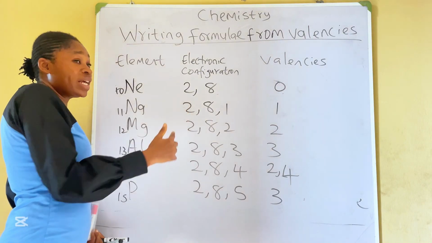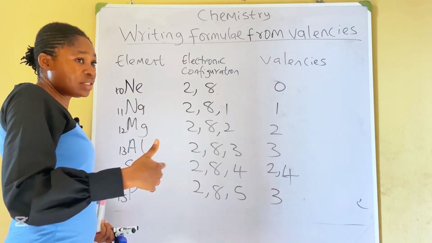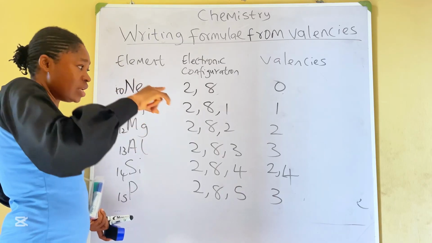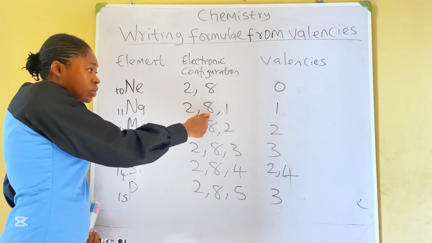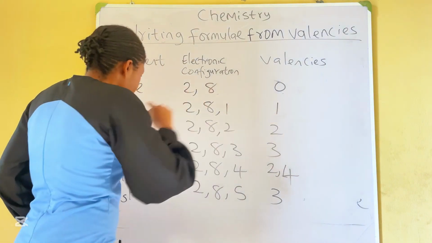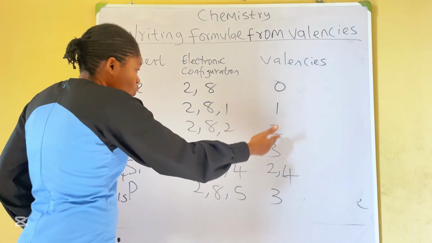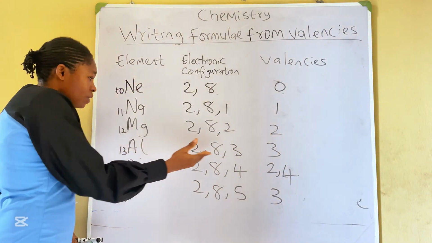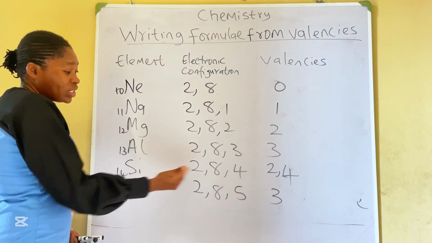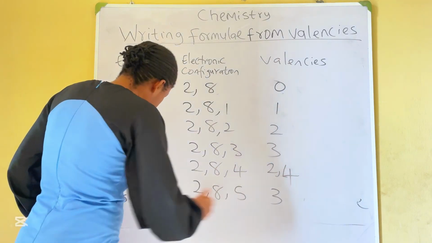So, sodium. Remember, the order of filling the first 20 elements is 2, 8, 8, 2. The first shell can hold a maximum of 2, the second shell 8. Having completed the 8, we move to the third shell, which holds 1 electron, and the valency is 1. Magnesium is the same thing: it has 2 outside, so the valency of magnesium is 2. The valency of aluminium is 3. Silicon is the same as carbon, with 4 electrons outside, so the valency could be 2 or 4.